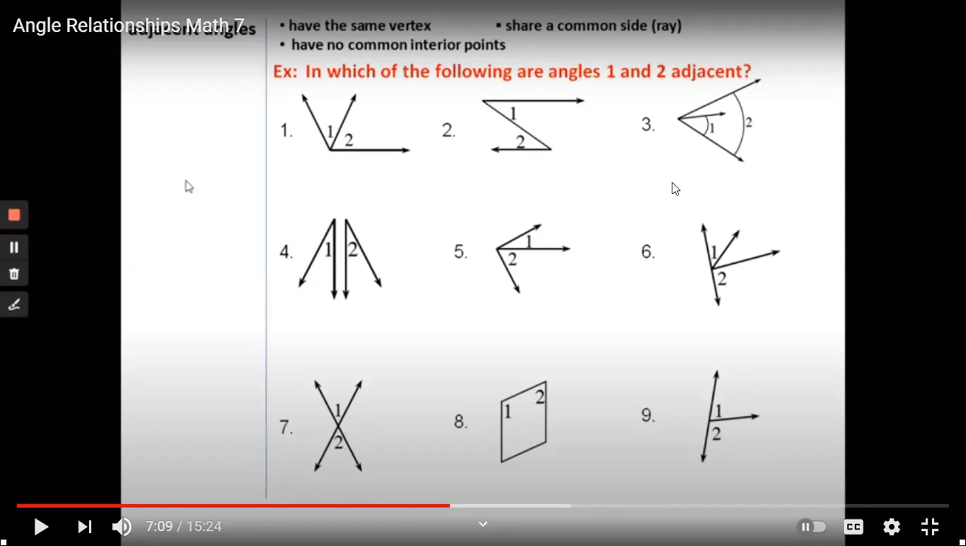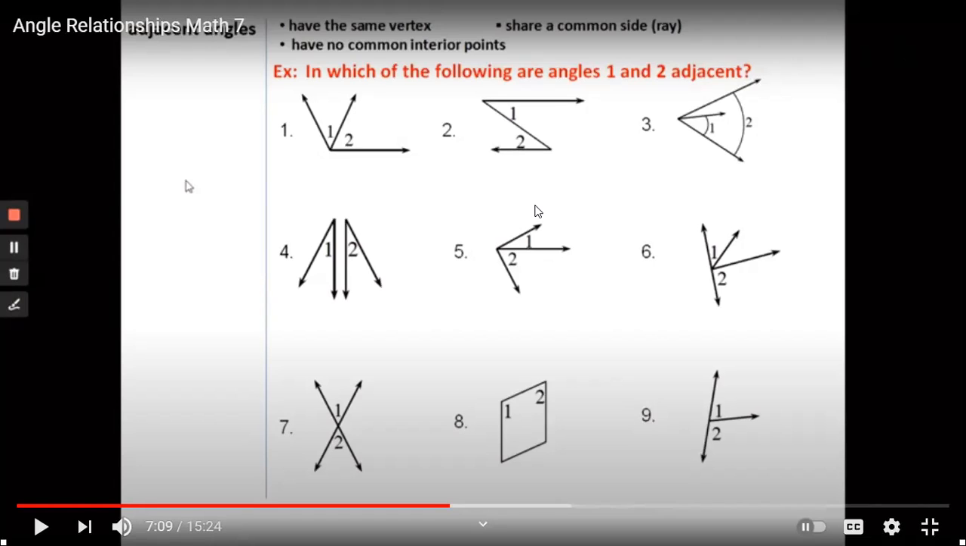Okay, now be ready, please. Look at the figures in front of you, and you have to decide which ones are adjacent and which are not. I'm talking about angle 1 and angle 2. So please tell me which ones are adjacent and which are not adjacent.